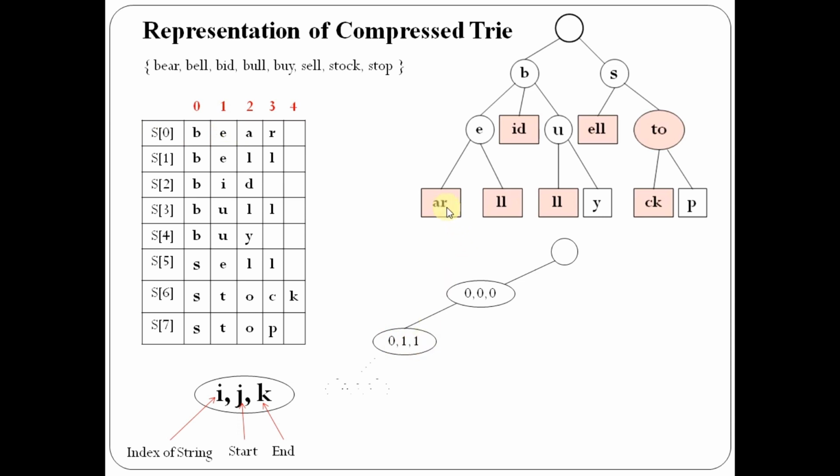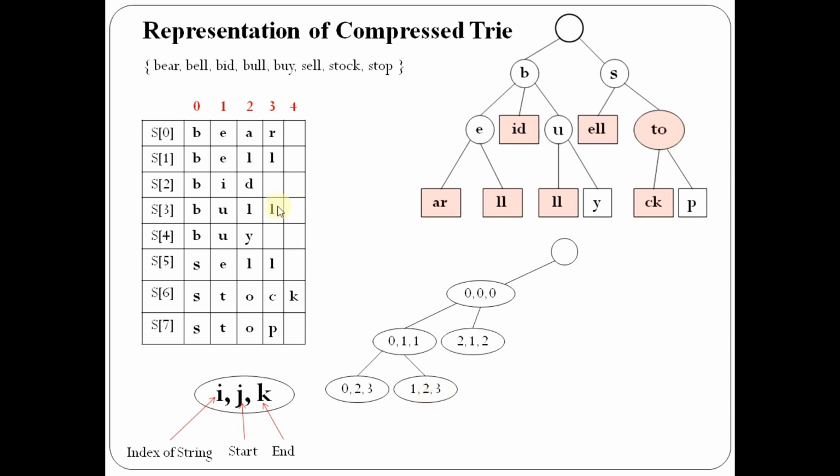The next one is AR. Here AR appears in index 0, so I have mentioned here 0. AR starts with the location 2 and ends with the location 3. AR starts with 2 and ends with 3. That's why I have mentioned here 0, that is the index of the string, 2, 3, starting from location 2 and ends at location 3. The next one is LL. LL appears here. So LL is index 1, so I have mentioned here 1. It starts with the location 2 and ends at location 3.